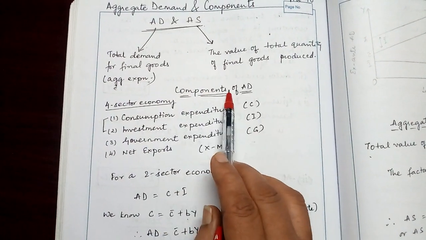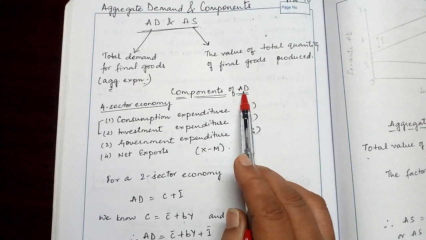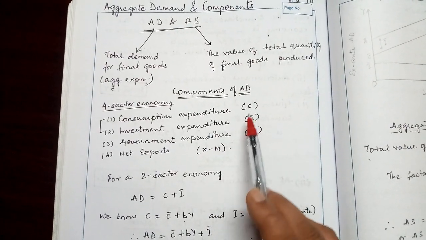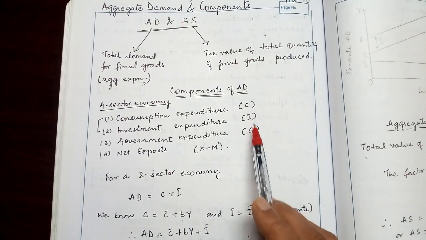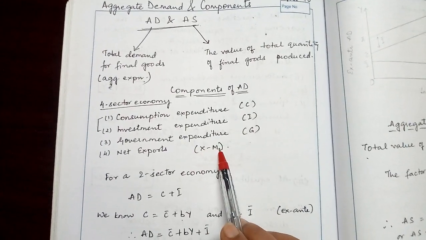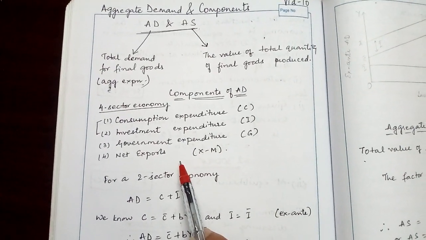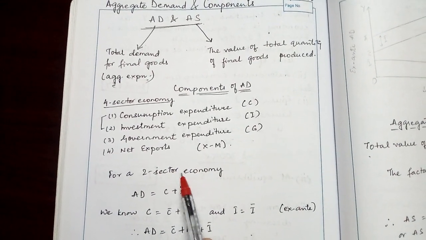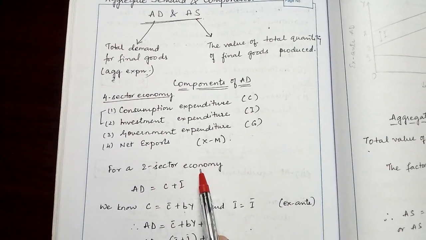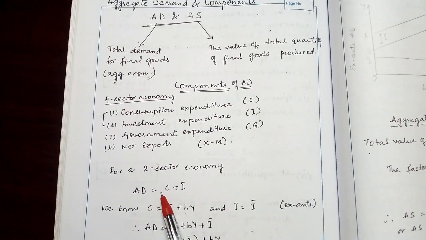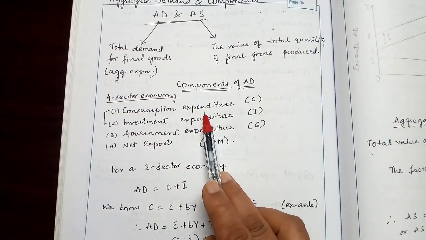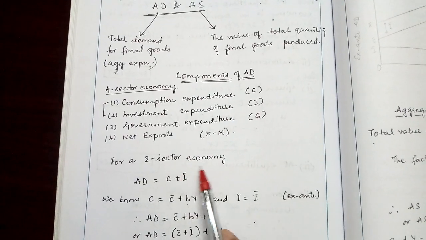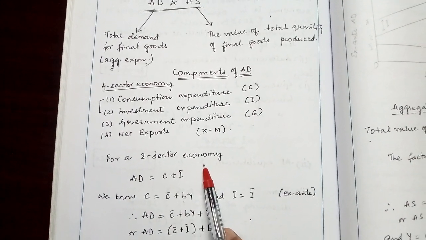So the total aggregate demand will be equal to the sum of the four components, that is C plus I plus G plus X minus M. But we will restrict our discussion only to a two-sector economy. Hence, aggregate demand for a two-sector economy will be given by AD equal to C, consumption expenditure, plus I, investment expenditure. So, our two-sector economy is limited only to households and firms.